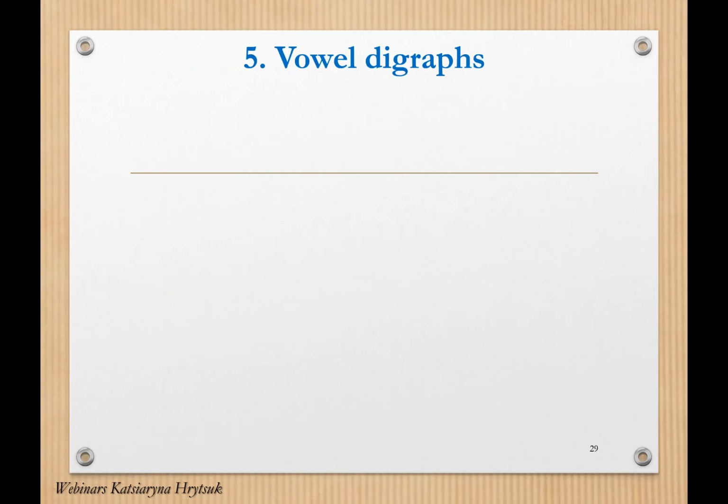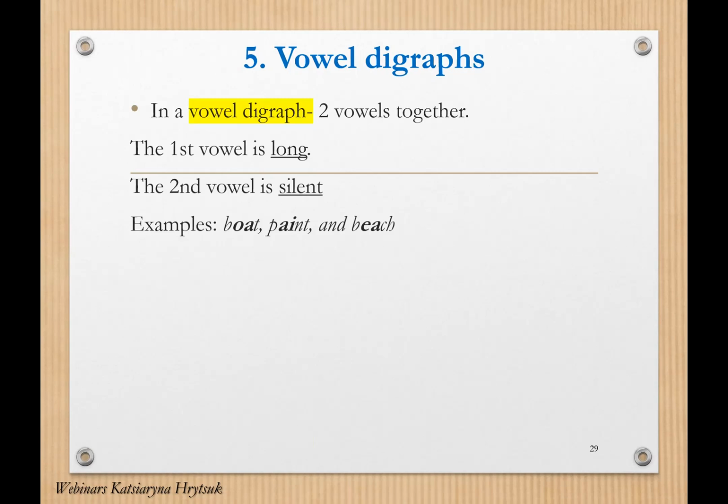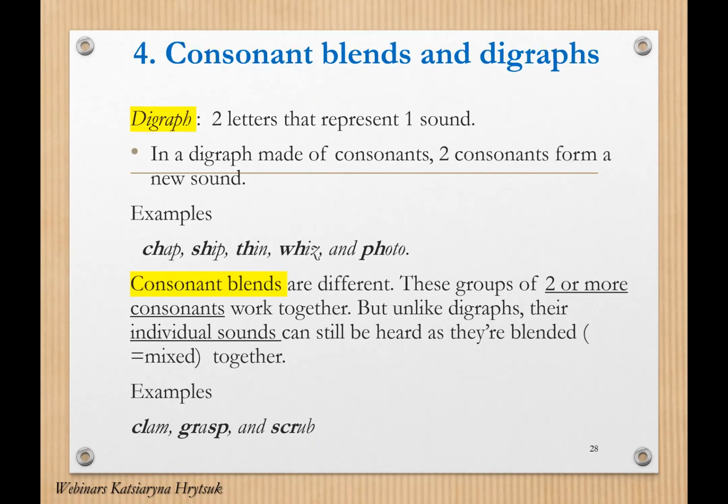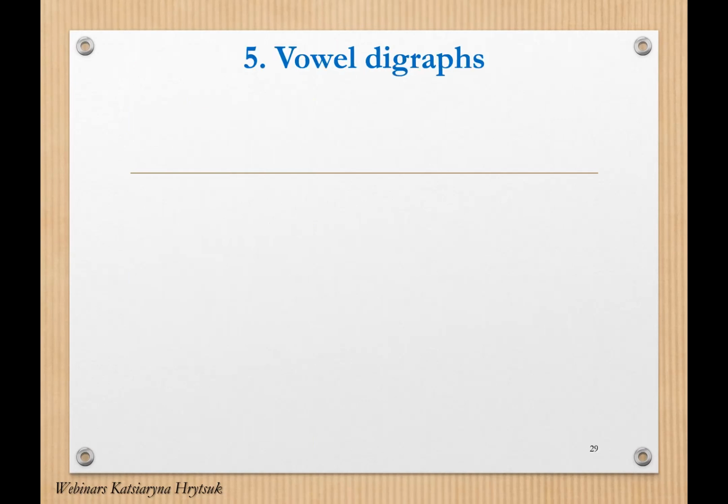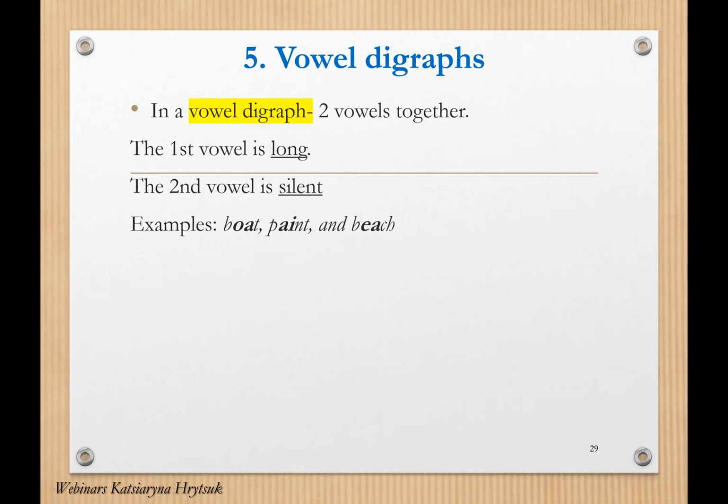So next one, rule number 5, vowel digraphs. Can you please write down vowel digraphs? What does it mean? Now we talk about vowel digraphs, when two vowels are together. Before we were talking about consonant blends and digraphs, now vowel digraphs. Easy. Two vowels together. The first vowel is always long. The second vowel is silent or short. Depends.